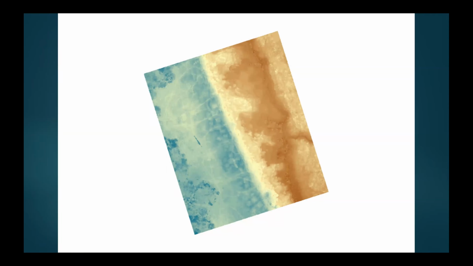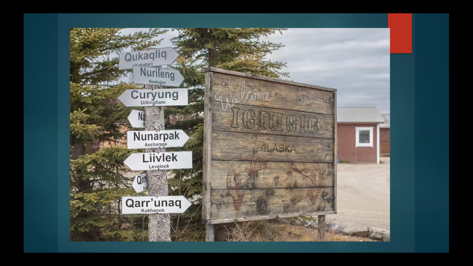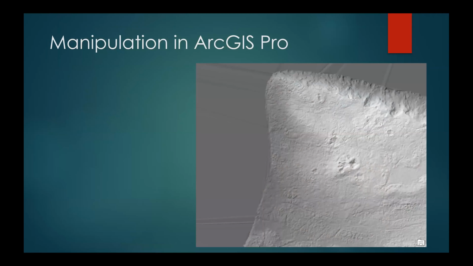But the question, I guess, was how to go from this, a DEM of a site, and apply it to Igiugig, and how do we manipulate the LiDAR data in ArcGIS to find those site features and create a DEM that we can use to automatically look for them?